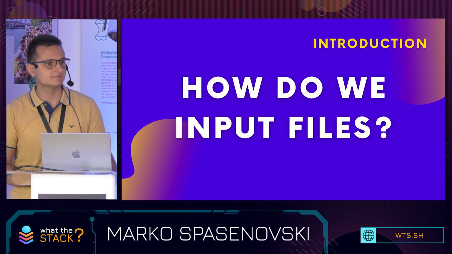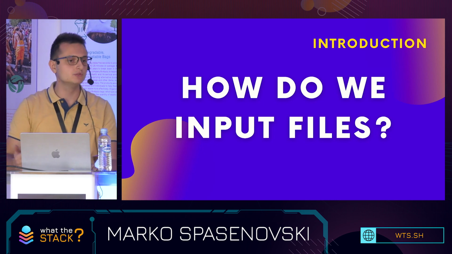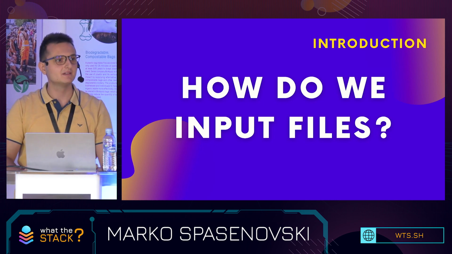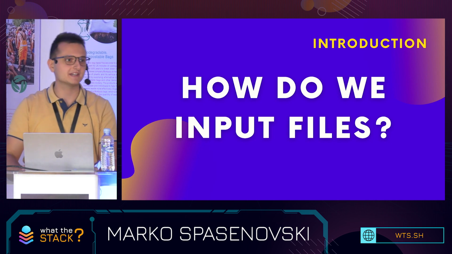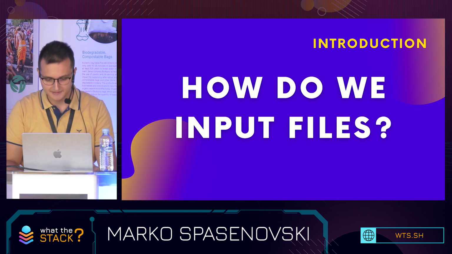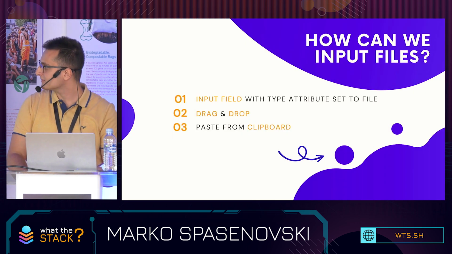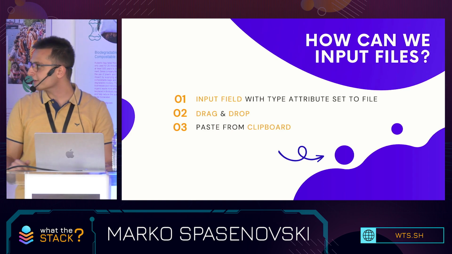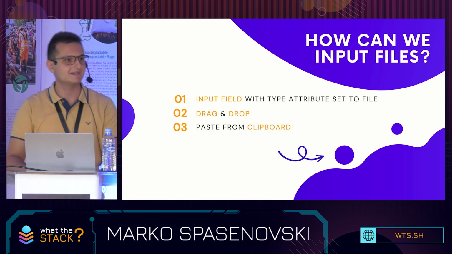Any ideas? Yeah? OK. What do you usually have in the form? Right, input. That's the file type, right? So there are also two more ways. We're going to check them out now. So, right, the input field with the type attribute set to file. We have drag and drop, and we have paste from clipboard, which is a new fancy way of adding files to our application.